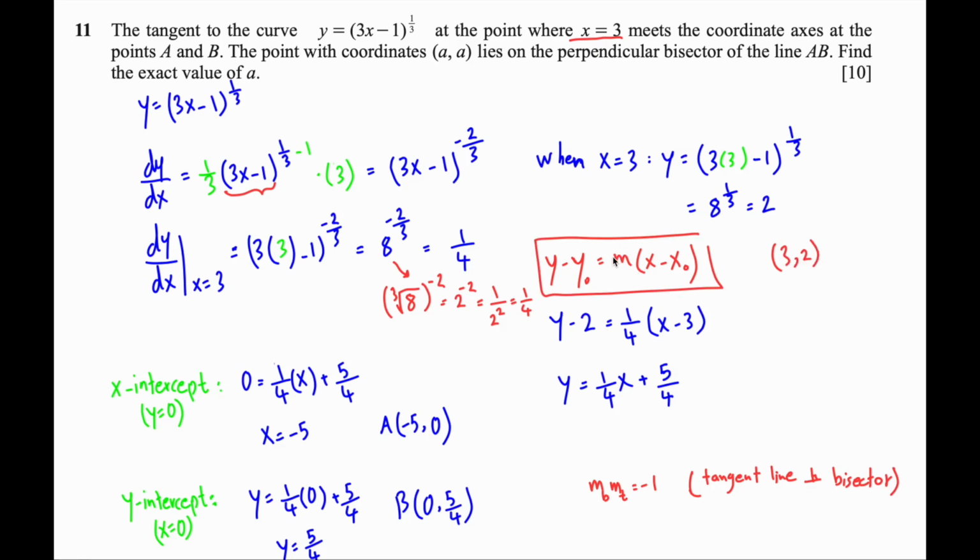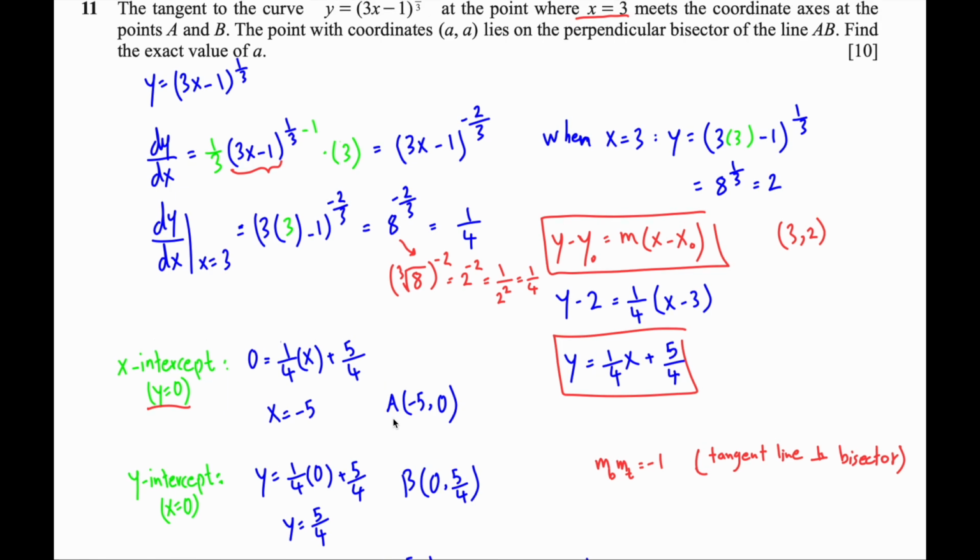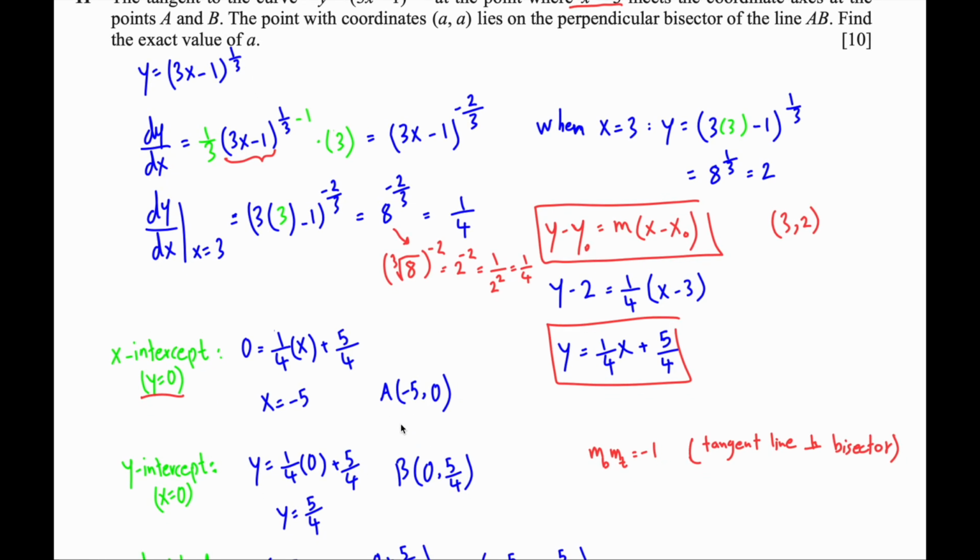I'm going to be using the standard equation of a straight line. Now m is known, the x naught and y naught also known. You just make the substitution and you got yourself the equation of a tangent line. Now that I know it's cutting my axes at A and B, I'm just going to put y equals to 0. That helps me to find the x-intercept, and that is -5. Let's call that point A. They didn't mention which one is which, but you can call it B as well, doesn't really matter.